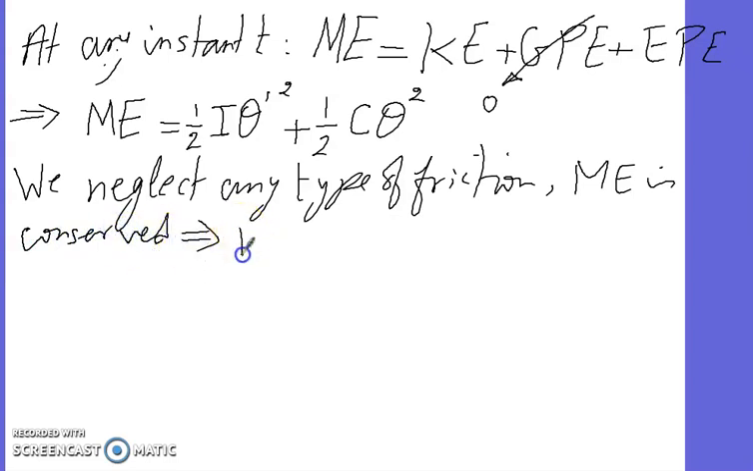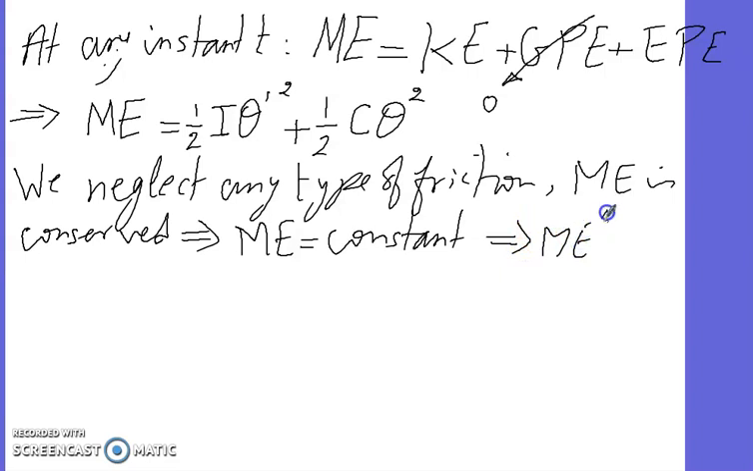Conserved means it is constant. Means mechanical energy equal constant. So what's the derivative of the constant? Derivative of mechanical energy, always derivative with respect to time, okay? Equal to 0. d over dt means prime, derivative with respect to time, equal to 0.